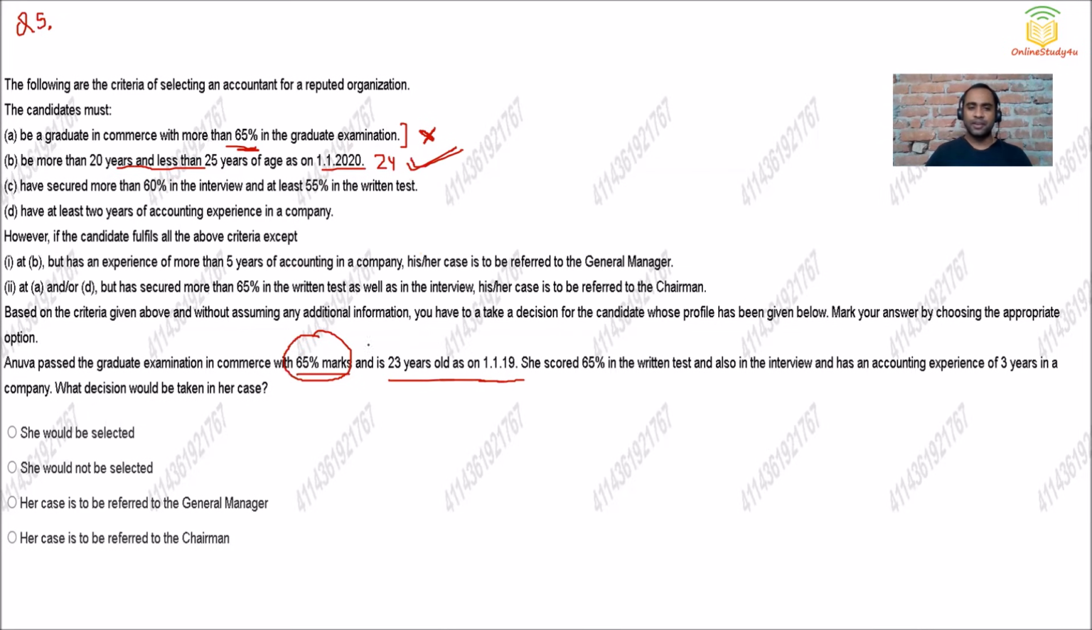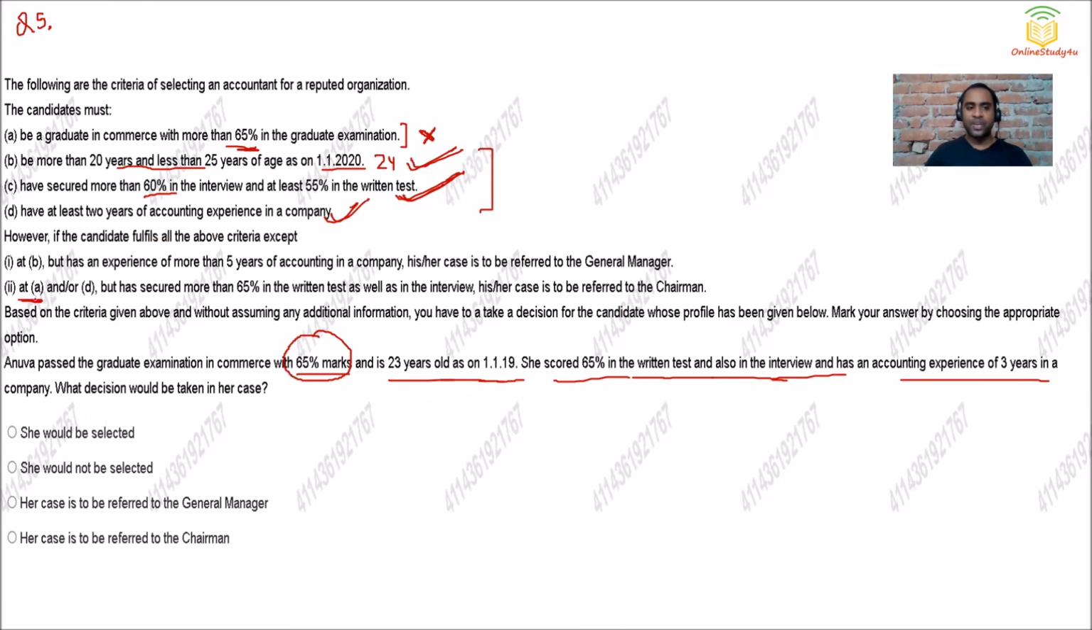Then C scored 65% in written test. So C has scored 65%, and here it is 60% only, so that is good. In the written test, also in the interview, so written test and interview both more than 65% actually. So the third condition, that means condition C, is also fulfilled. Has an accounting experience of 3 years. So they need only 2 years, so this is also satisfied. So three conditions are satisfied. Only the first condition is not satisfied.